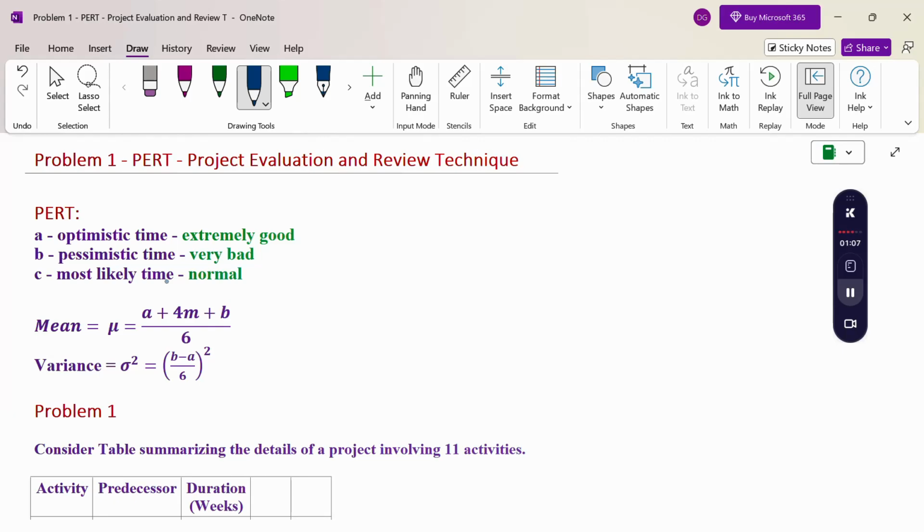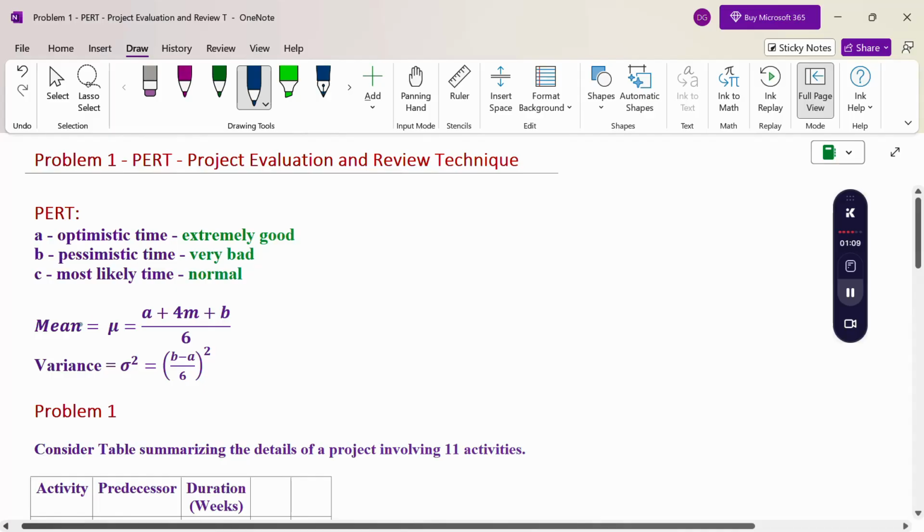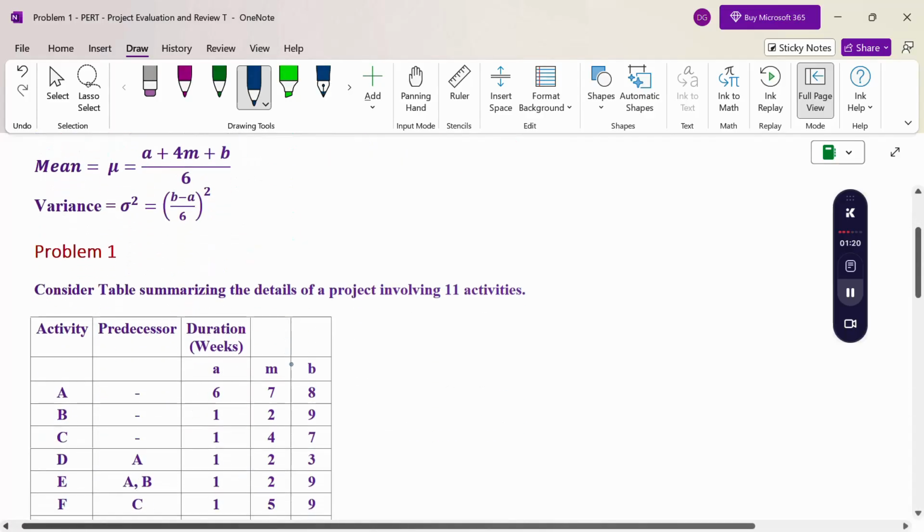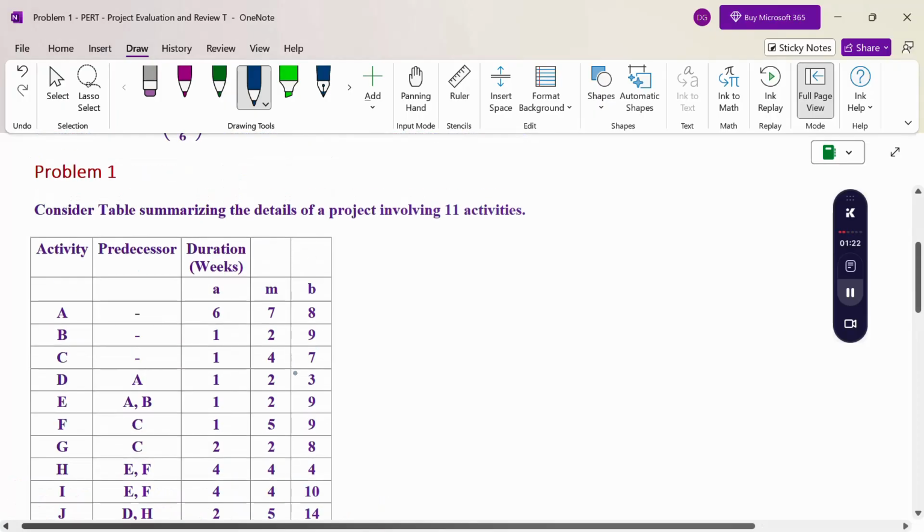So we consider three categories, and to calculate the mean and variance we use these formulas: the mean is (a plus 4m plus b) by 6, and sigma square is ((b minus a) by 6) whole square. Now this is a problem for PERT.